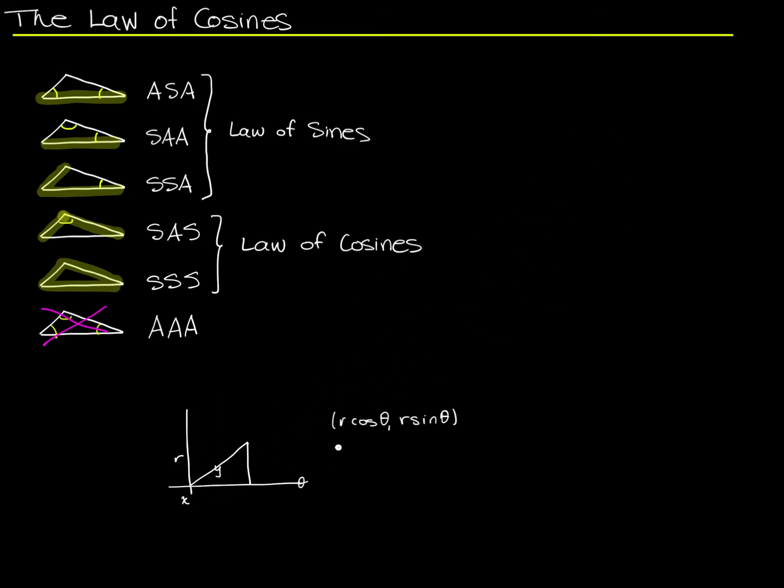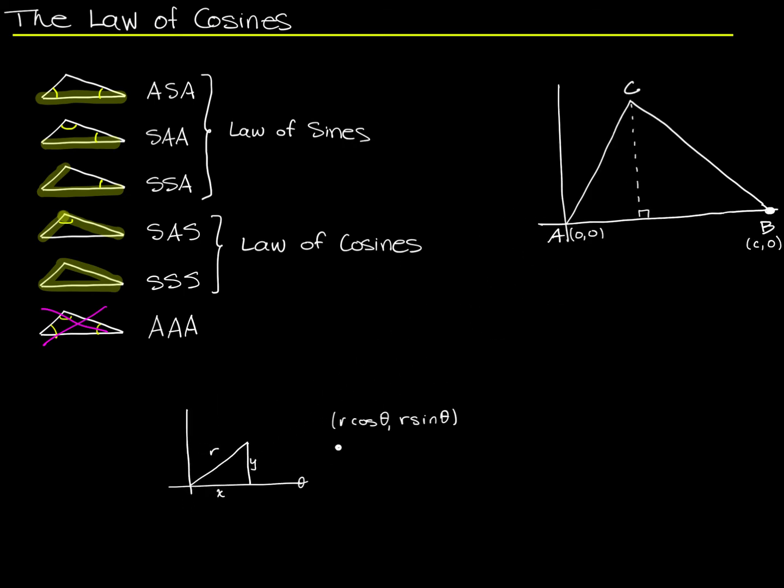I'm going to draw another triangle. This triangle is set at the origin. It's got a vertex at the origin, and this angle is labeled A, this angle is labeled B, and this angle is labeled C. The coordinates of angle A are 0, 0. The coordinates of angle B are c, 0, because this is length c. This is side c because it's opposite angle C.